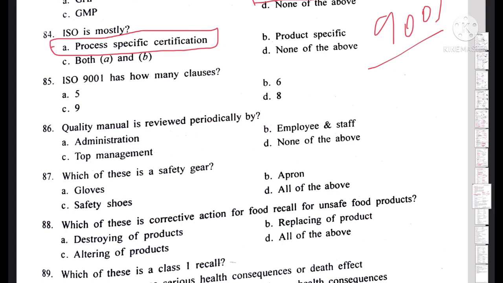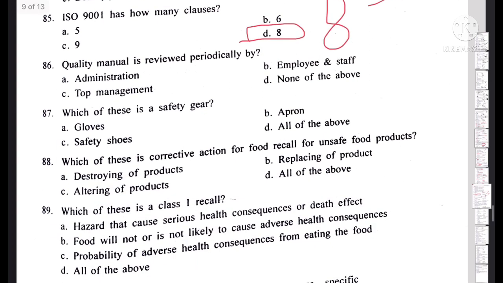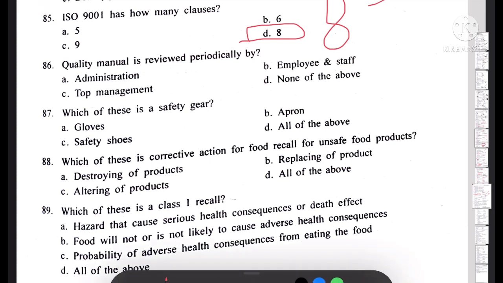Next, ISO 9001 has how many clauses? So the correct answer is that ISO 9001 has 8 clauses. Next, the quality manual is reviewed periodically by: administration, employee and staff, top management, or none of the above. So the quality manual is reviewed periodically by top management.